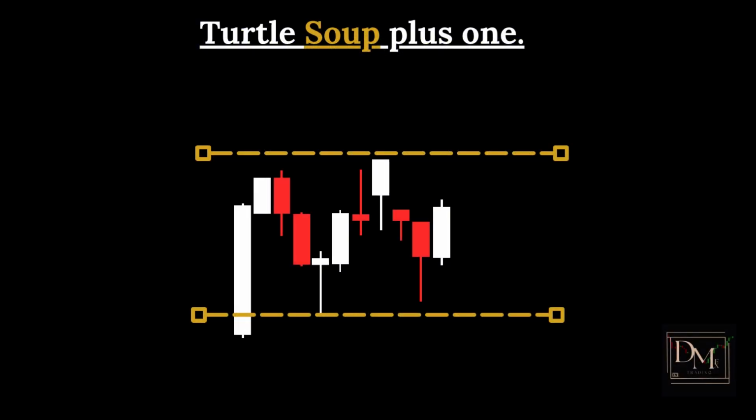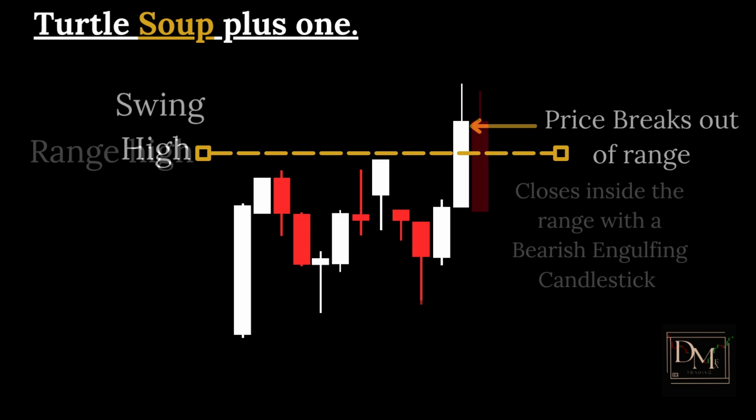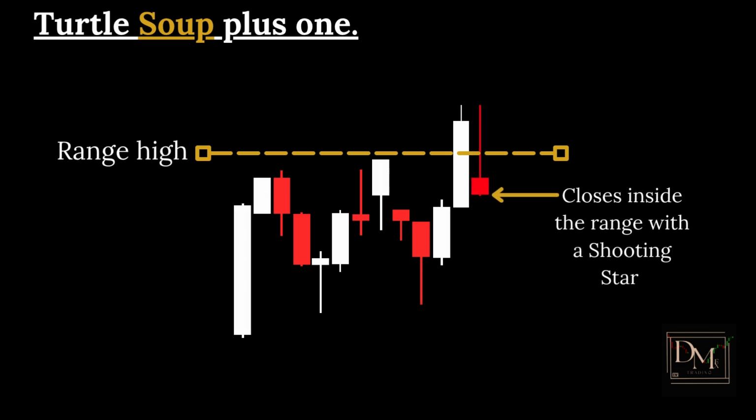Turtle Soup +1. This is a conservative method of trading the Turtle Soup pattern, as the liquidity sweep and entry take place within two candles. Here's how it goes. Price breaks a key liquidity level and either closes beyond the range or back inside the range. Then, you wait for a second confirmation candle, which closes firmly inside the range. This signals momentum, for example, a strong engulfing candlestick or a high-volume rejection candle. This adds an extra layer of confirmation.